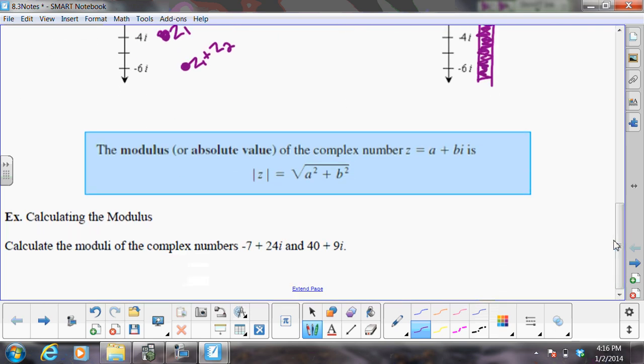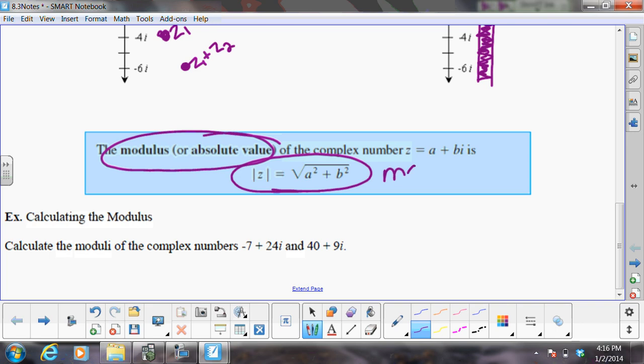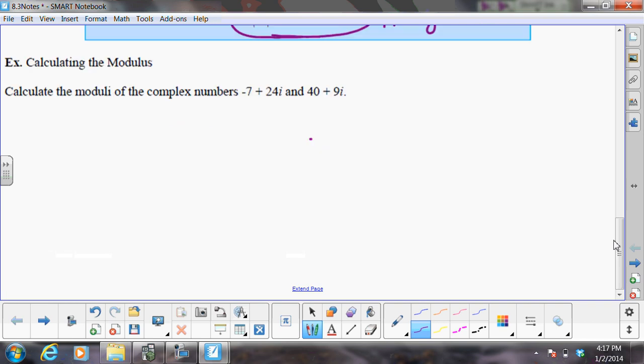A modulus, or absolute value, of a complex number is this formula right here. It will also be called the magnitude, which I don't know if this section uses that terminology. It does not. It just says modulus. It's also sometimes called the magnitude. You might want to write that down in case you come across that at some point in your mathematics career. So they want you to calculate the moduli of the complex numbers, negative 7 plus 24i and 40 plus 9i. It's two separate questions. We're just going to do it twice.